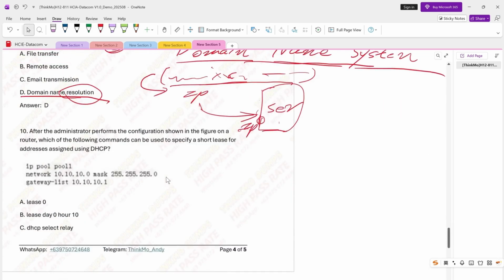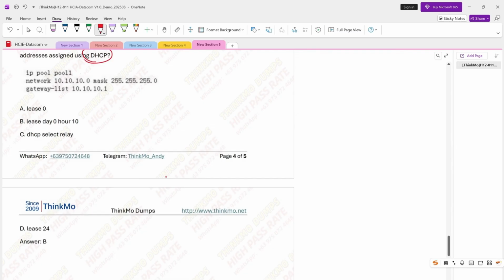All right, question 10. For question 10, it asks about the DHCP settings. It says that within this address pool, I need to set a lease period. Which of these leases is the shortest? Among the options below, which lease is the shortest? First, let's eliminate option C. Option C is about relay.